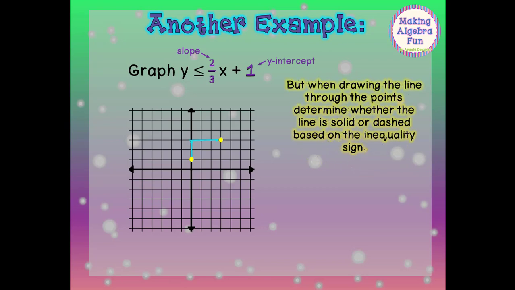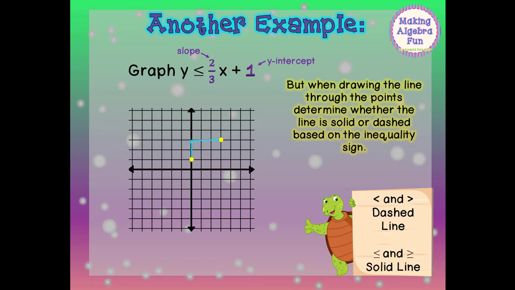Now, we need to determine if we're making a solid or a dashed line based on the inequality sign that we have. So once again, greater than or less than will produce a dashed line. If you have an or equal to option, you will make a solid line. In this case, we do have that or equal to option. So we're going to make a straight line, solid, straight through those points.